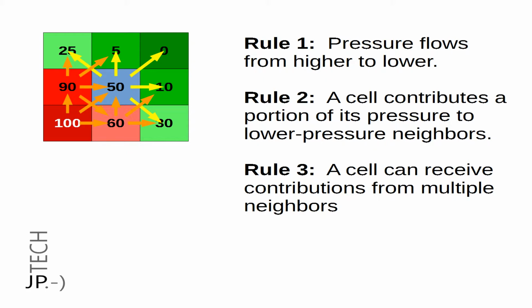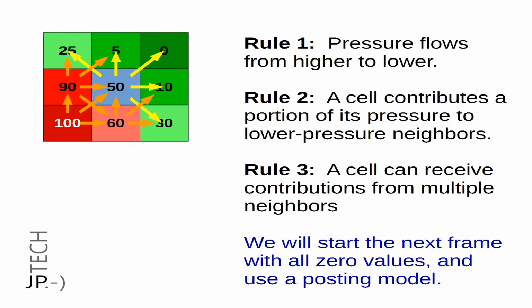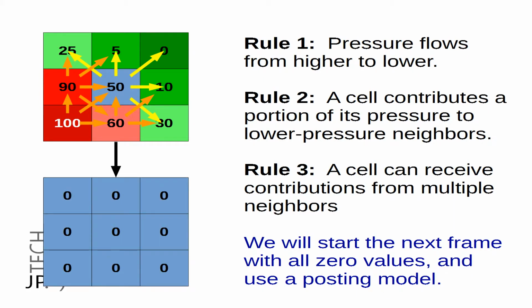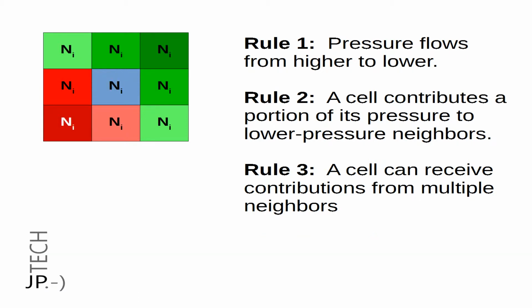In order to support this, we're going to use what's called a posting model. In a posting model, we start with all 0 values, and then we simply add a little bit at a time as we contribute to the new value from each of the cells as we evaluate them. At the end of our evaluation cycle, we've posted all of the little pieces that add up to our new values of N, and we substitute that for our next frame and begin the process all over again.